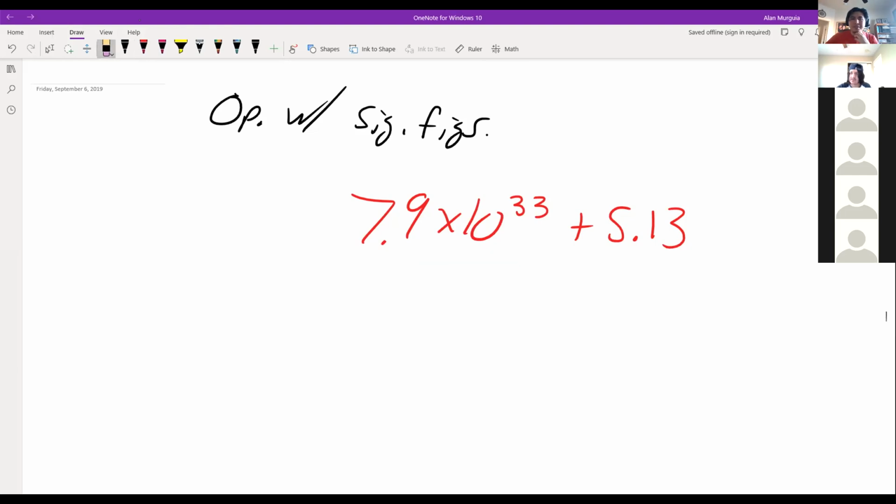Going on to the last part of our operation, we have 7.9 times 10 to the 33 plus 5.3. You put this in parentheses to emphasize that this is all part of the same operation. So who can tell me what the answer would be with sig figs?